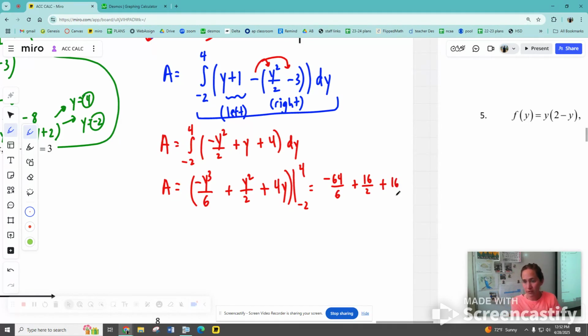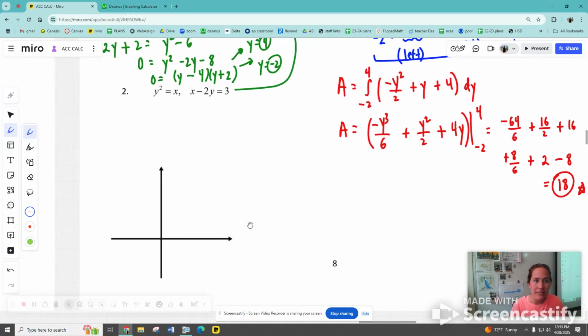Do not feel like you have to be taking this part of the problem as quickly as I'm going in the video. I'm just trying to save a little time, but feel free to pause. And then being very careful with the negative 2, so minus negative 2 cubed gives you 8 over 6, so plus 8 sixths minus a negative. Plus negative 2 squared over 2, so 4 halves is plus a 2. And then plus 4 times negative 2 gives you minus 8. If you take your time, simplify all that, should come out to be 18 square units for that area in question.